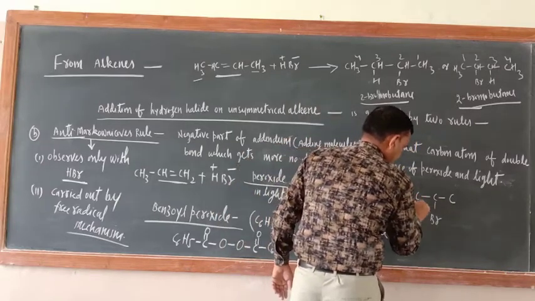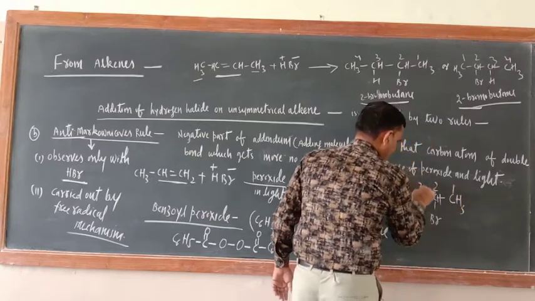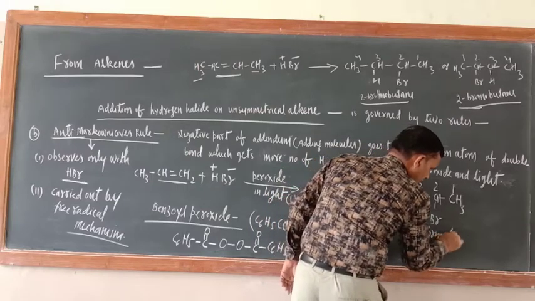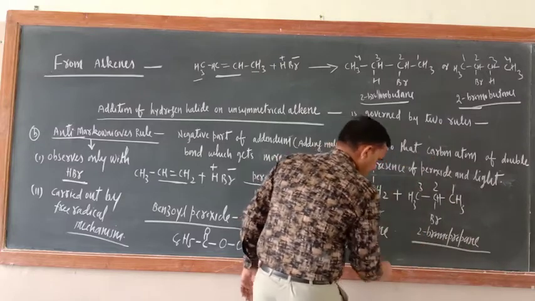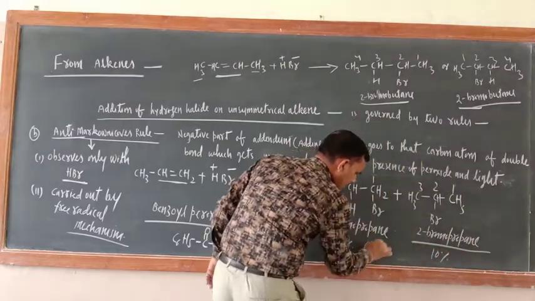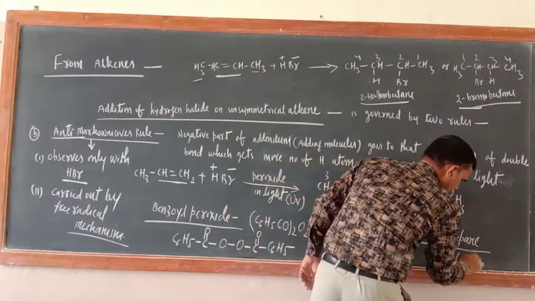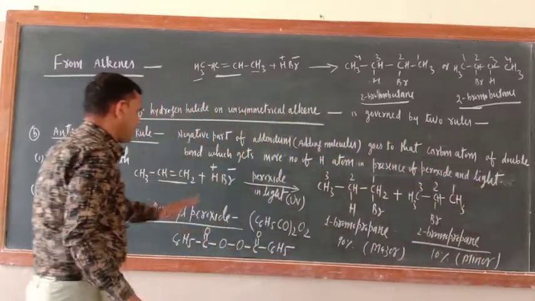This is CH3. This is CH. This is CH3. 1, 2, 3. This is 2 bromo propane. 2 bromo propane. This is 10%. So this is the major product here, and this one is the minor product. Okay, is there any problem here?